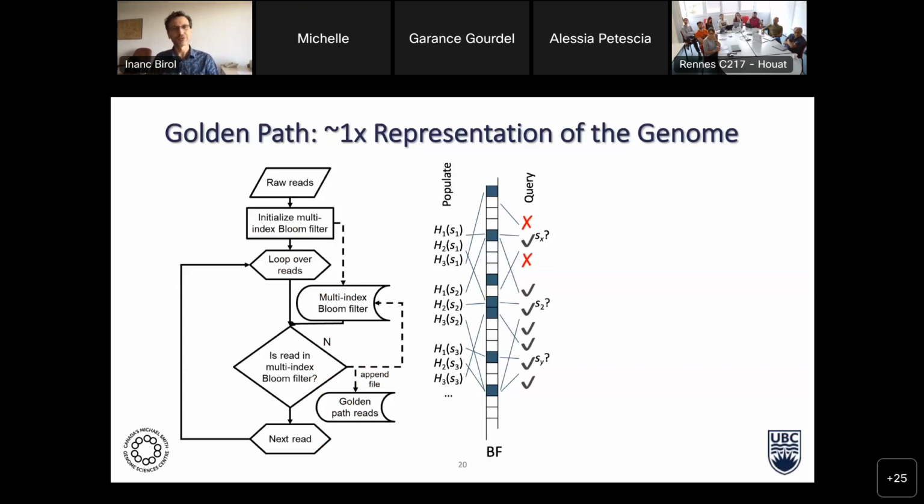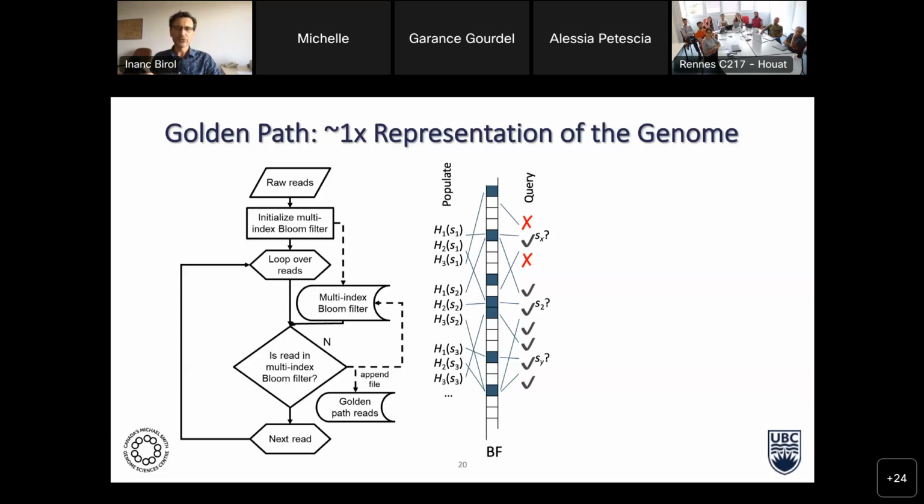For that, we input the raw reads. We initialize a data structure called a multi-index Bloom filter, which I'm going to expand more on. And then we loop over the reads, and we gradually build our multi-index Bloom filter if the read content is not already seen in previous reads. All right. So the set of reads that are tracked in the multi-index Bloom filter then is going to give us our golden paths, and we can do some things with them.